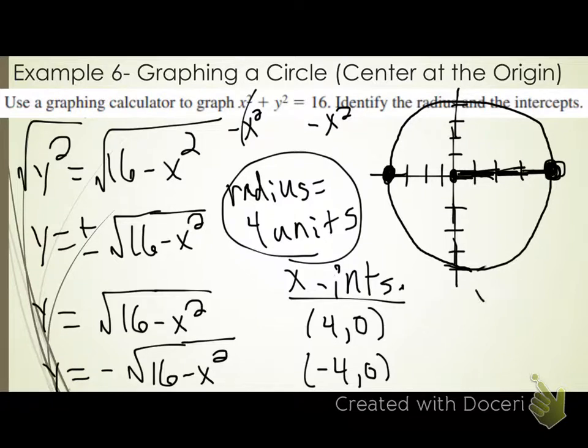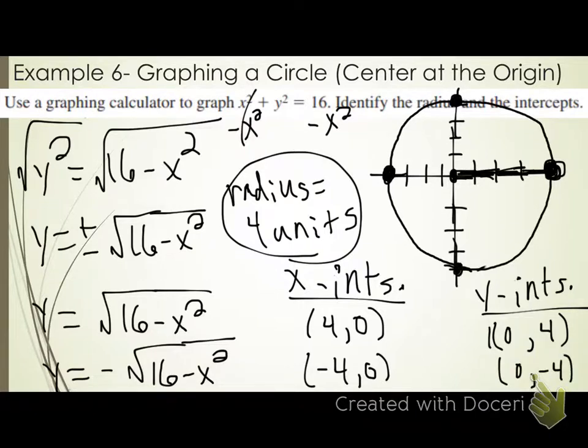And then do I have y-intercepts as well? What are my y-intercepts? 0, 4, which is up here. And what was it? 0, negative 4, which is down here. Everyone see that for my radius, my x-intercepts, and my y-intercepts? Any questions on that? Did I answer everything it wanted me to answer? Yep, I'm done with example 6. Not too bad? You ready for the assignment?